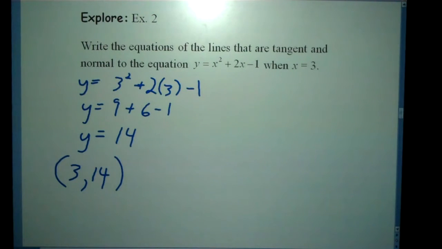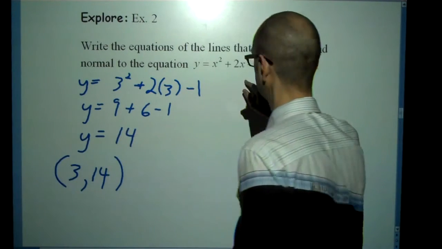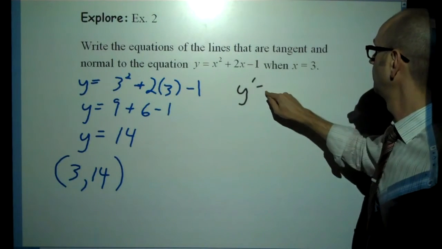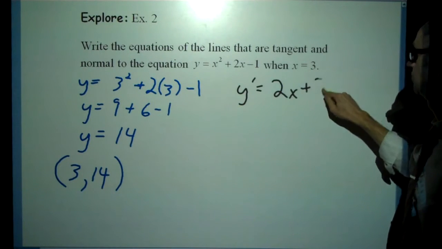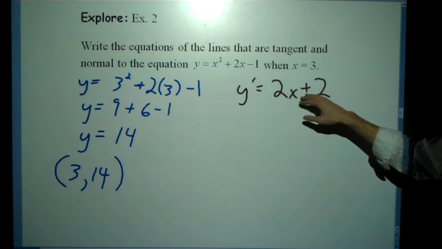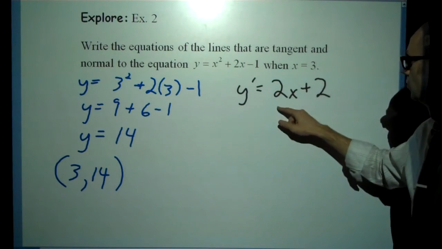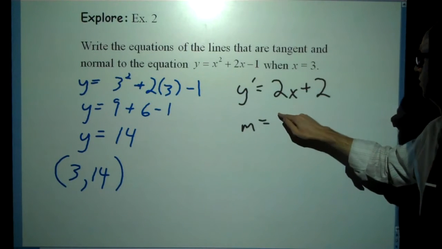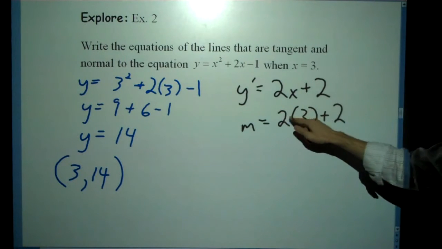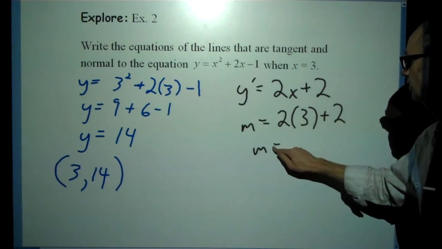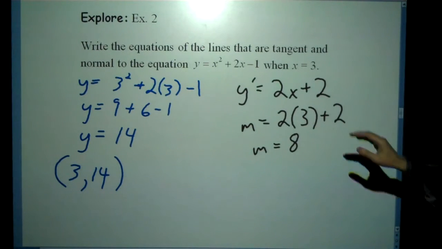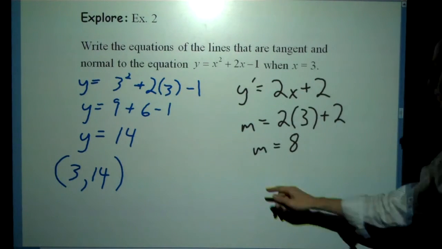I have a point, I just need a slope. To get slope, we do our derivative. y prime is equal to 2x plus 2. That's our derivative. I want the slope when x equals 3, so my slope is going to be equal to 2 times 3 plus 2. 2 times 3 is 6, plus 2 more, it gives me 8. So I have a slope of 8.